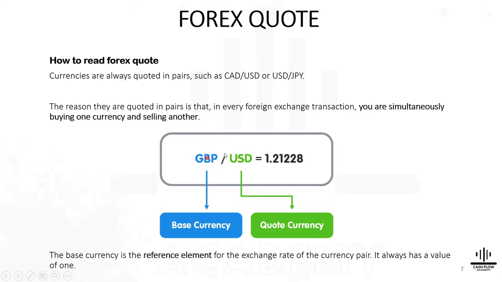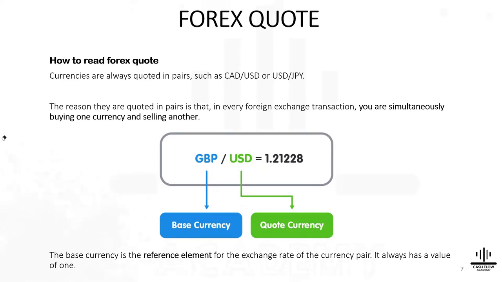If you are buying this pair, what happens? It means you are buying British pound and you are selling USD. You are using USD to buy British pound. So now there's a system for naming, and I said it in the last lecture. The first currency is called the base currency. And then the second currency is called the quote currency, like you can see here. And this number represents the rate. The base currency is a reference element for the exchange rate of the currency pair. It always has a value of 1.